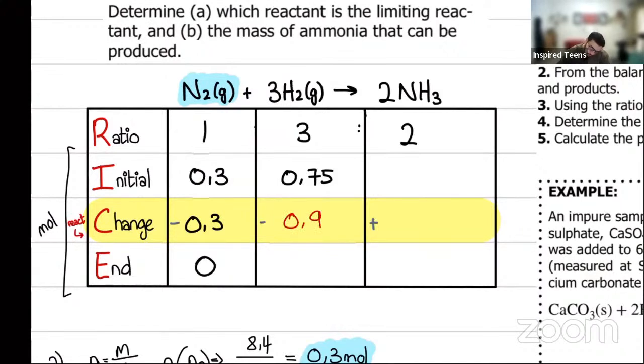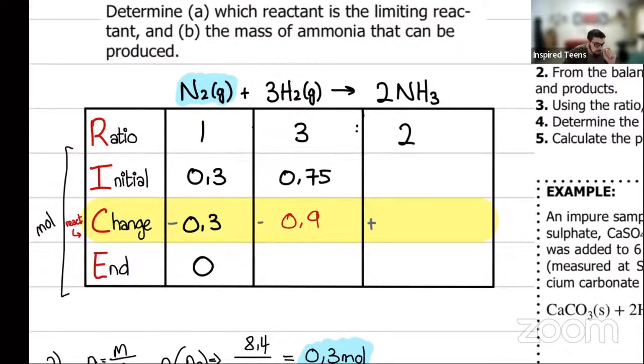Okay, so let's just recap. We had the initial amounts which we put in there. We used trial and error. We assume that N2 is the limiting reagent, so it has to end in 0. Always, the limiting reagent always ends in 0. So therefore, if you end in 0, that means you use up all of it.